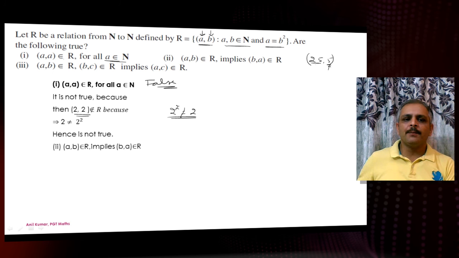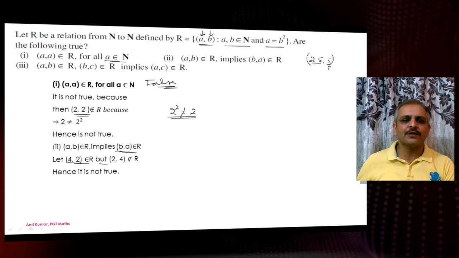Second, a and b belong to the relation implies that b and a also belong to the relation. So let's take another example. This is also not true. The reason is 4 comma 2 belongs to the relation, but 2 comma 4 does not belong to the relation.